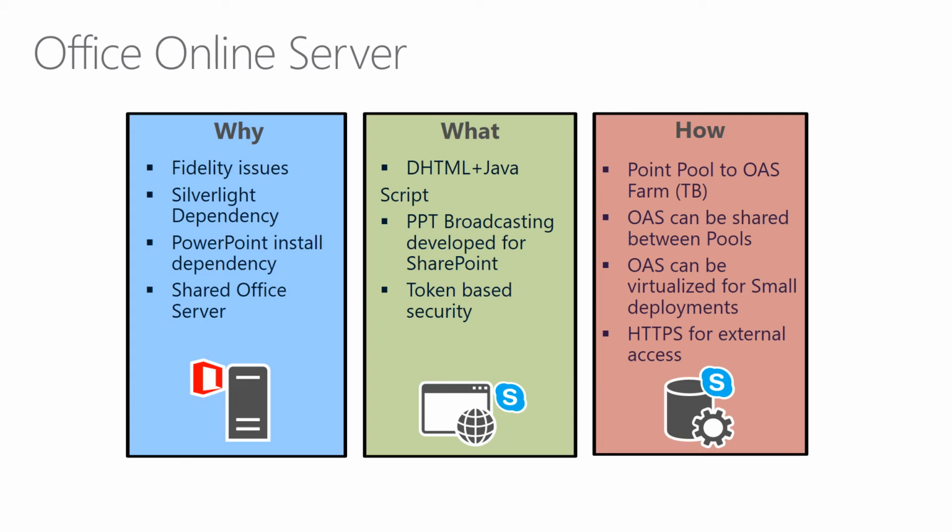Deploying Office Online Server is very straightforward. You simply add the Office Online Server to the topology, you associate a front-end pool with the Office Online Server, and publish the topology. It's also worth noting that Office Online Servers can be shared across pools. And for small deployments, perhaps where Office Online Server is dedicated to Skype for Business only, you can virtualize Office Online Server to minimize hardware costs.